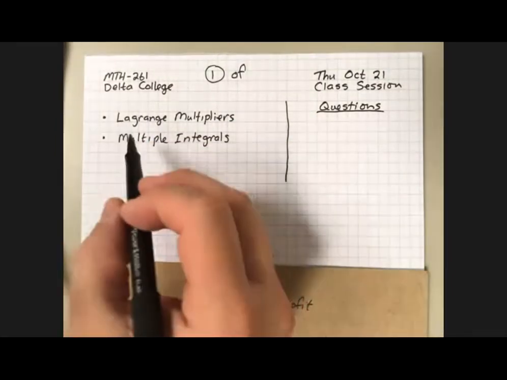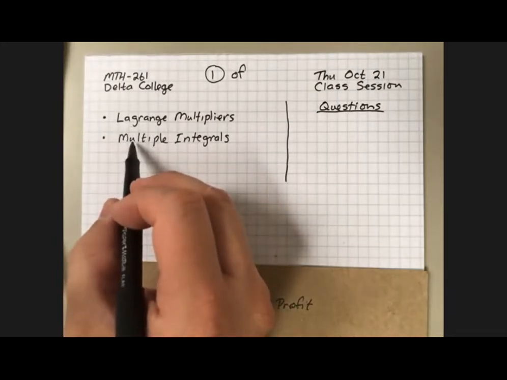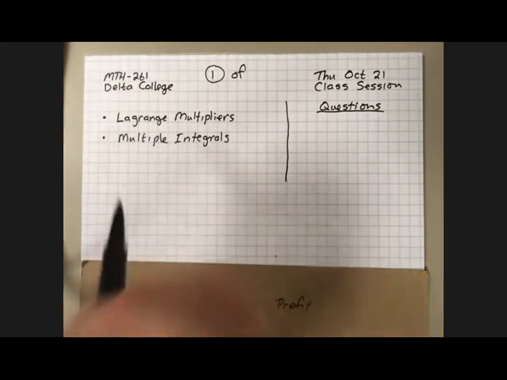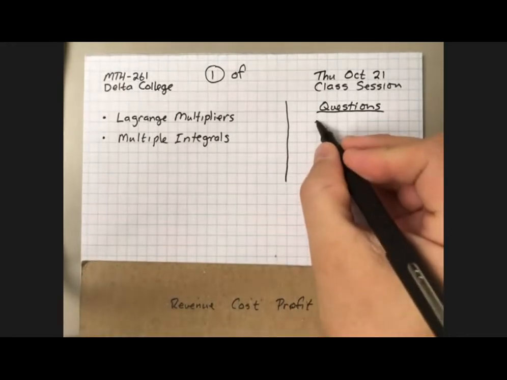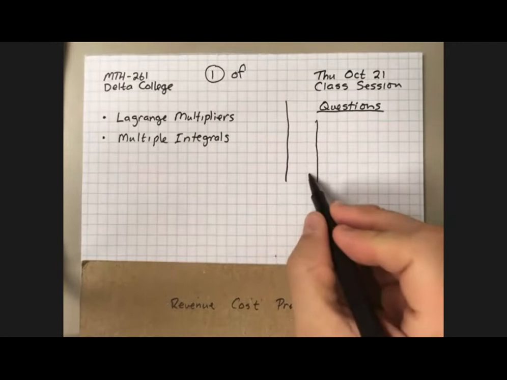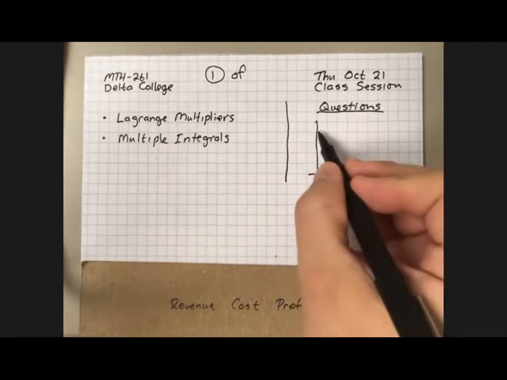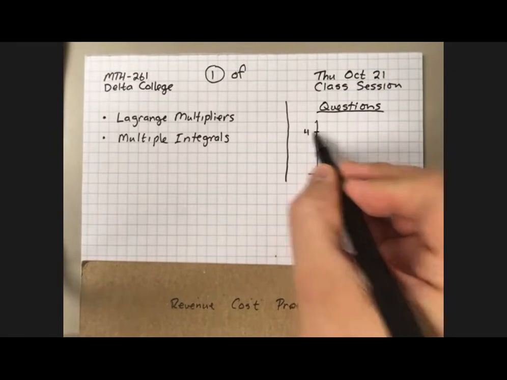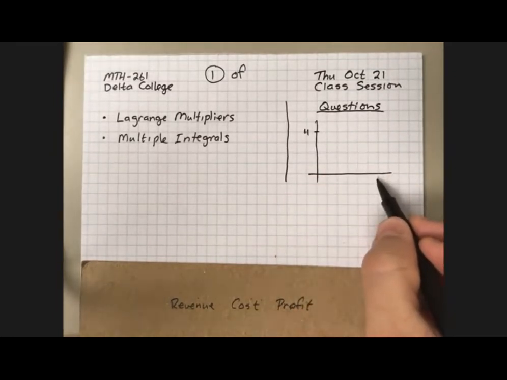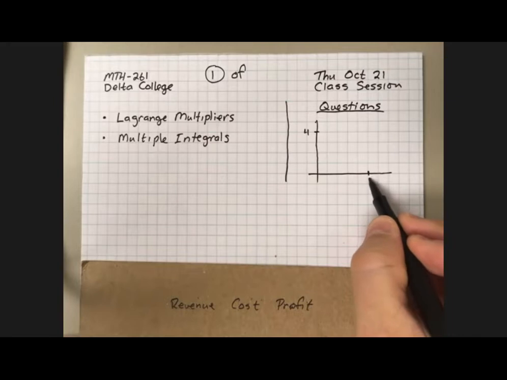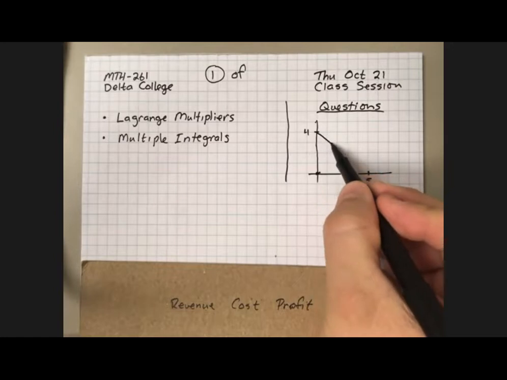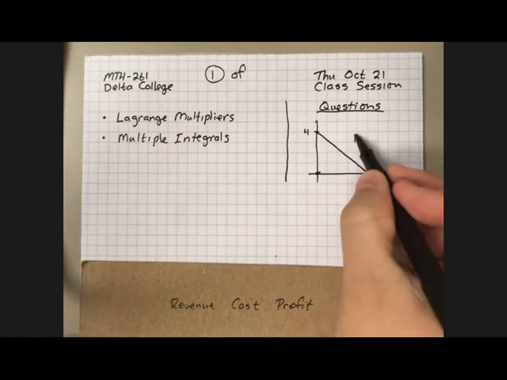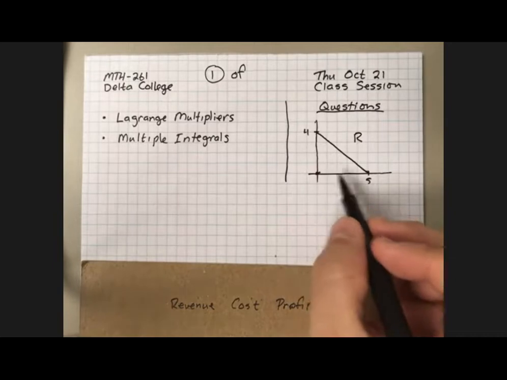I'll say a word about this topic of multiple integrals and describing regions, because the question has come up multiple times. What's the proper way to describe a region? I'll give you just the very simple example that we used in class last time, where I had a right triangle, based at the origin with vertices at the origin and (0, 4) and (5, 0). And the question was how to describe this region.